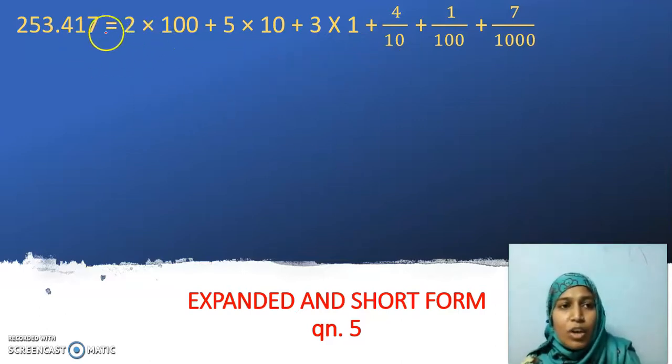And now 2 into 100. This is in hundreds place. And this is in tens place. So 5 into 10. This is in ones place. So 3 into 1.